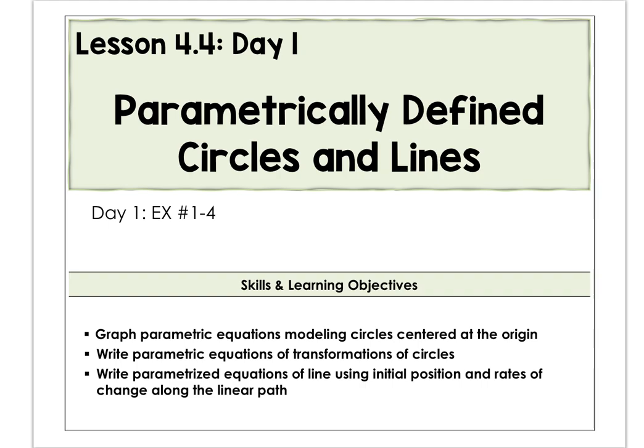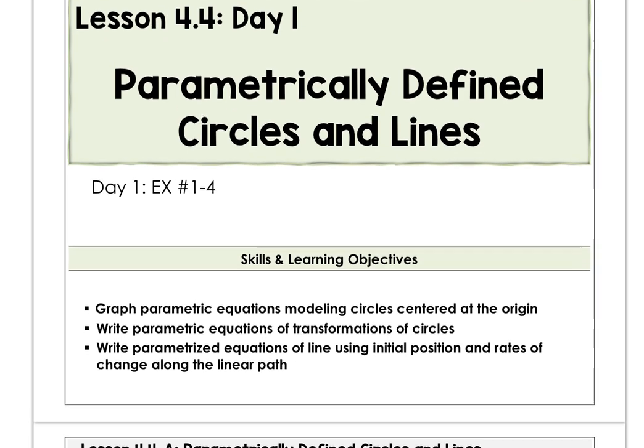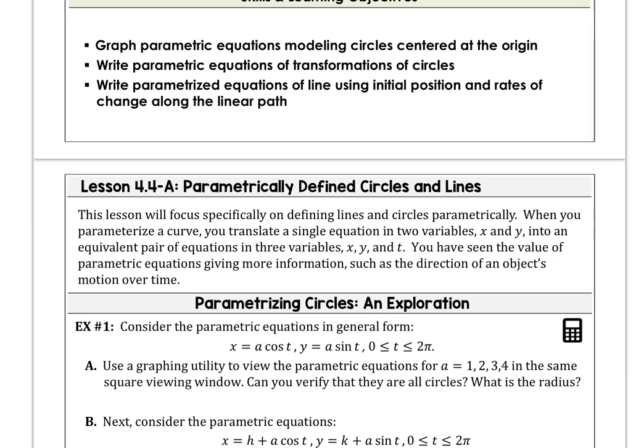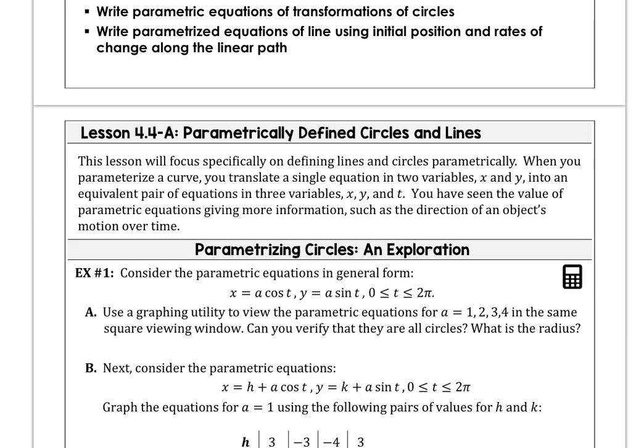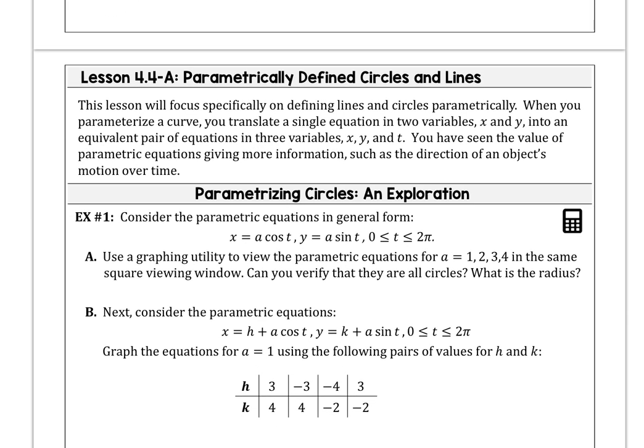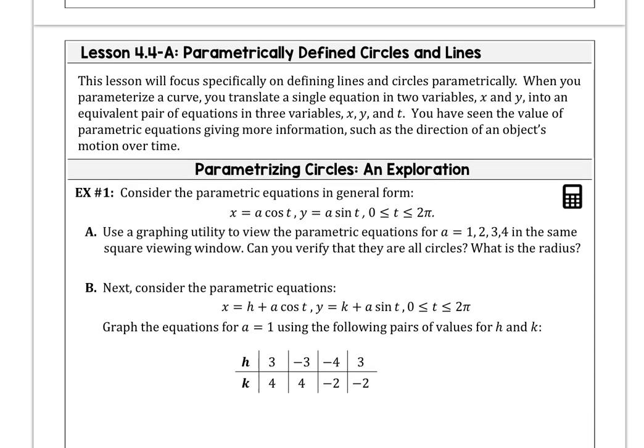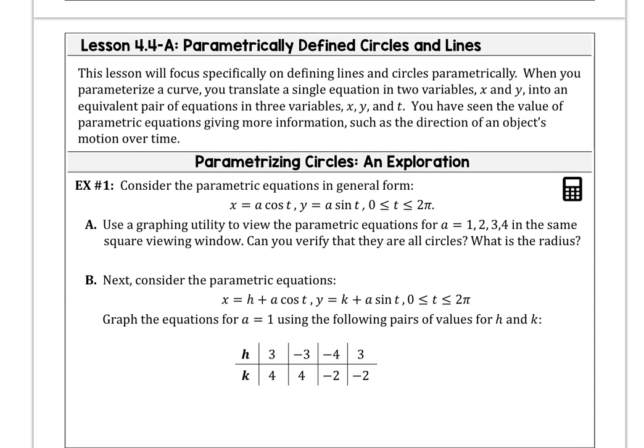Let's look at parametrically defined curves for circles and lines today. This lesson will focus specifically on defining lines and circles parametrically. When you parametricize a curve, you translate a single equation in two variables, x and y, into an equivalent pair of equations in three variables, x, y, and t. You've seen the value of parametric equations giving more information, such as the direction of an object's motion over time.